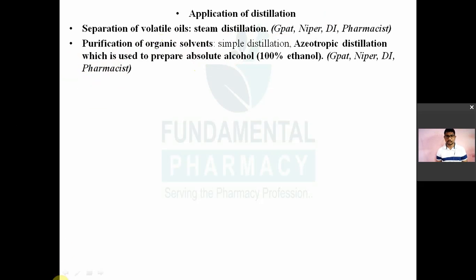So purification of organic solvent. Purification of organic solvent is done by different methods like simple distillation. Okay, simple distillation is used to purify the organic solvent.